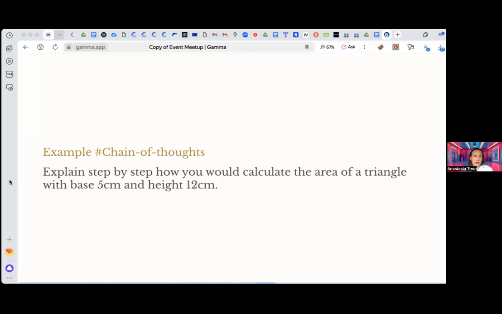So it's interesting because this prompting technique means asking the AI to explain its thinking step by step instead of just giving us the final answer. And it helps students to reason more clearly and solve complex problems better.